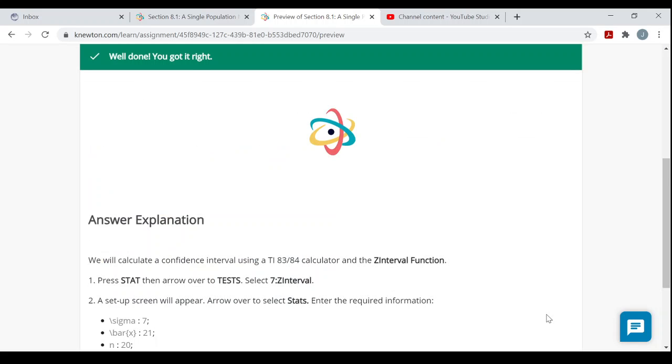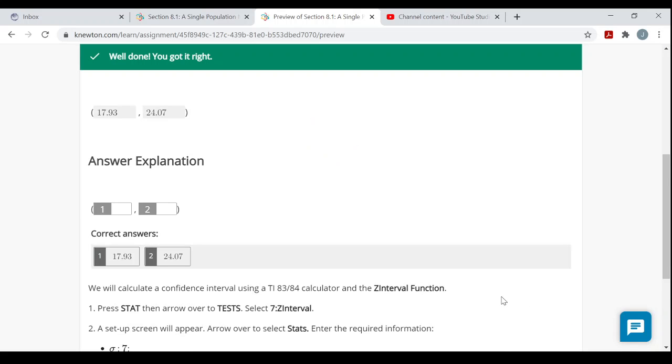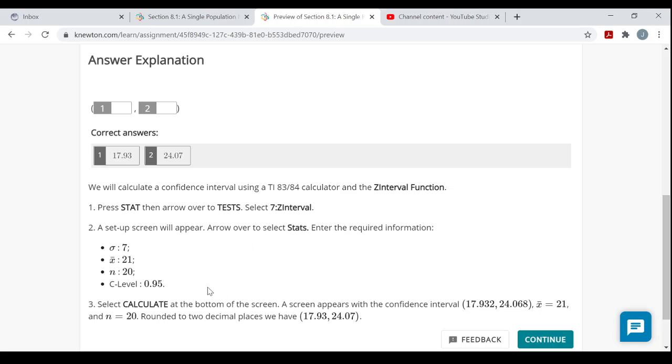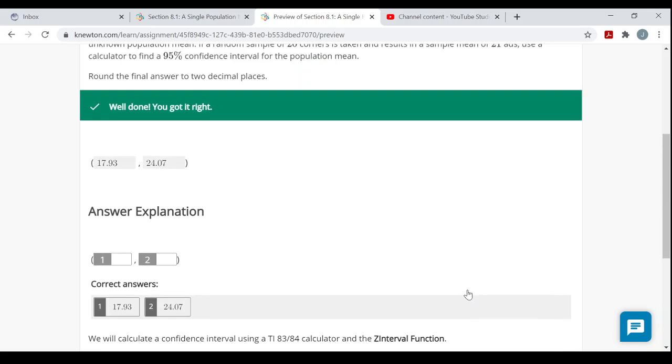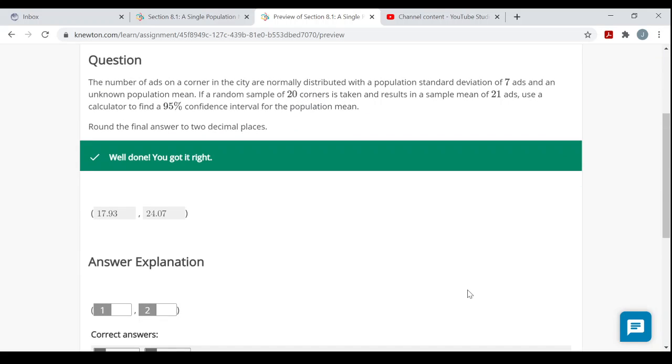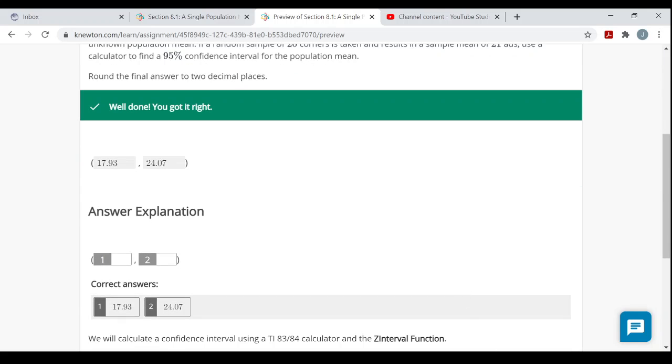Just go to that Z interval. And they explain it all down here. Same stuff. All right. So that's one question. I think I'll do one more, just because.